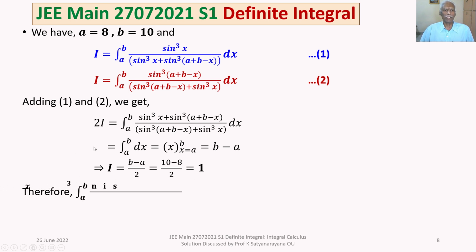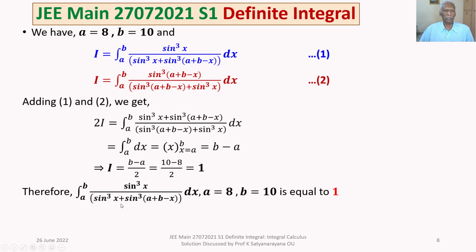Thus, we have evaluated the definite integral I, that is integral a to b of sine cube x over sine cube x plus sine cube of a plus b minus x dx, where a is 8 and b is 10, the value is 1. So that's our answer. The answer is 1. So that is the discussion of the solution of the problem from the integral calculus, wherein we are asked to find the value of the given definite integral.